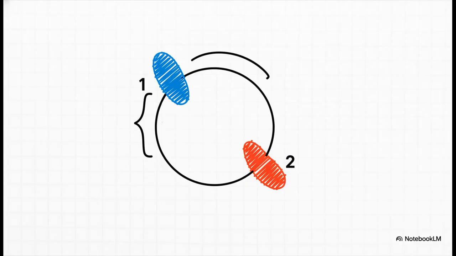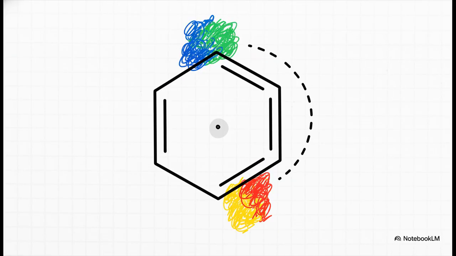First up is ortho, or just O for short. This is what we call it when the 2 substituents are direct neighbors on the ring, sitting right next to each other. We call those positions 1 and 2. Now, if we move that second piece over 1 more spot, we get the meta arrangement, or M. Here, the 2 groups are separated by 1 empty carbon atom, putting them at positions 1 and 3. So they've got a little bit of breathing room between them.